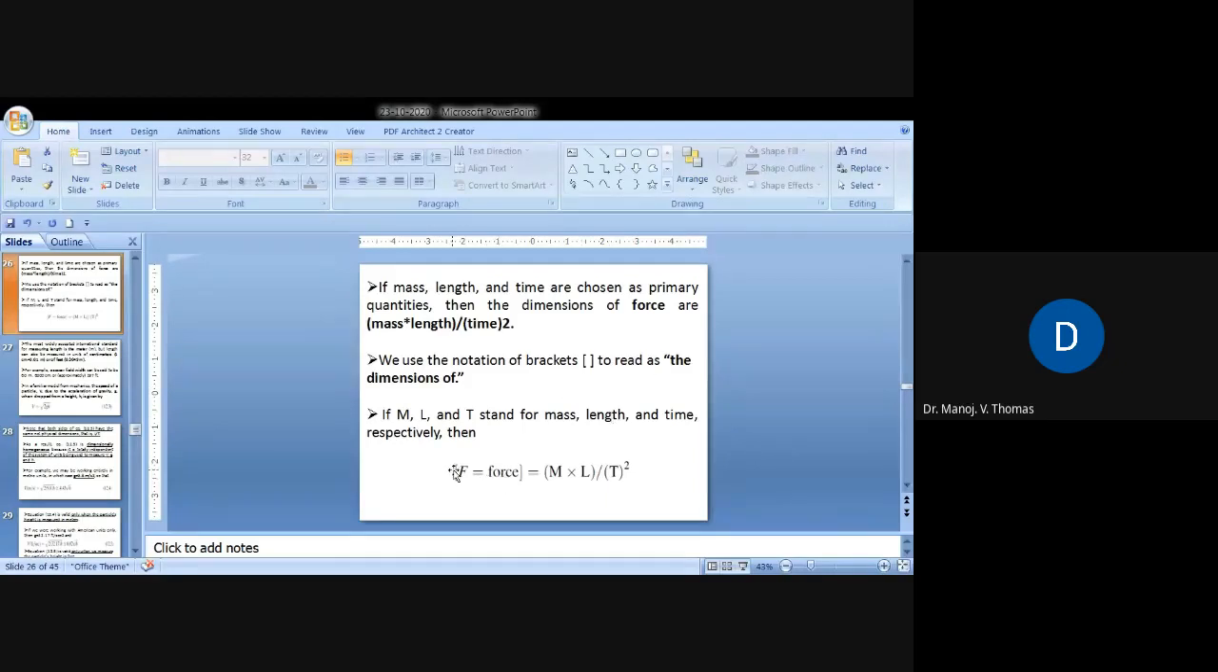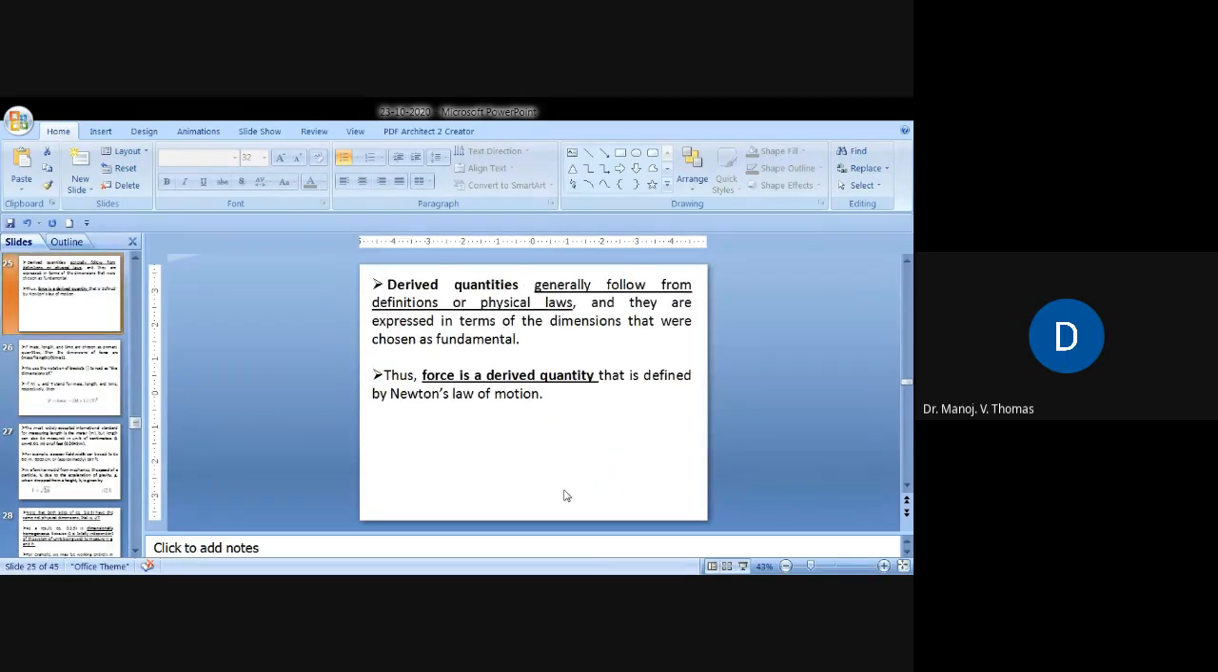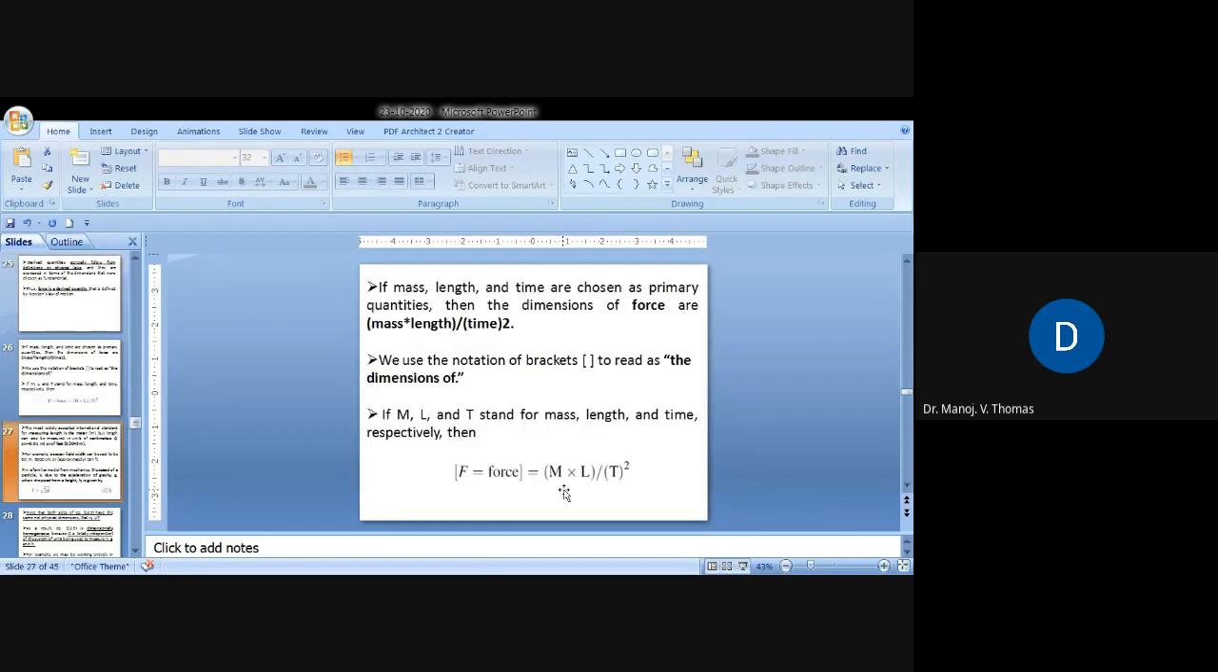So this is how we represent it. Within square brackets we write the dimension. How do we read this? Dimension of F is equal to m into L divided by t square. So we are in fact representing this force, which is a derived quantity, in terms of the fundamental quantities. Fundamental quantities are those which are independent of each other. So mass, length and time are usually taken as the fundamental quantities. So that is the dimension.